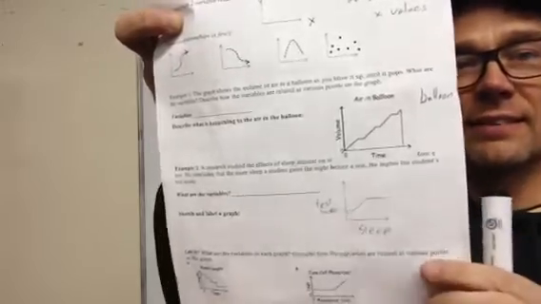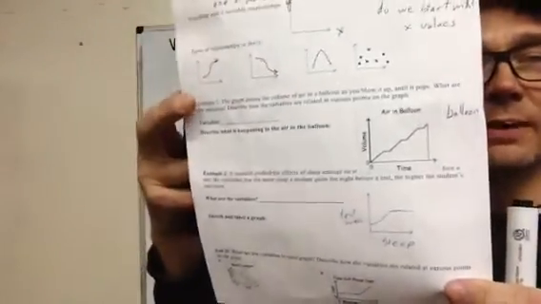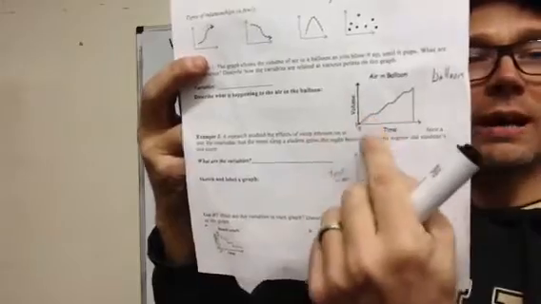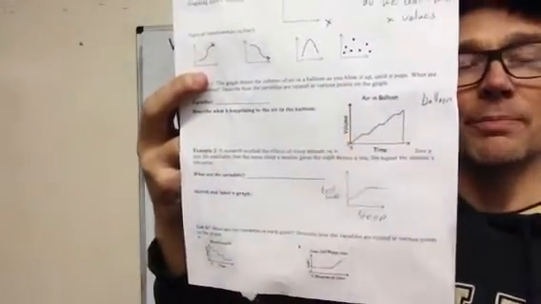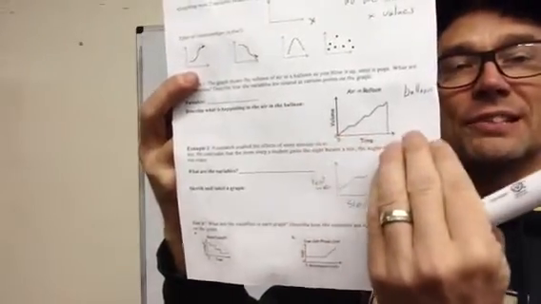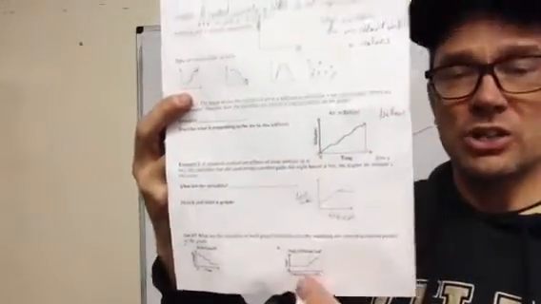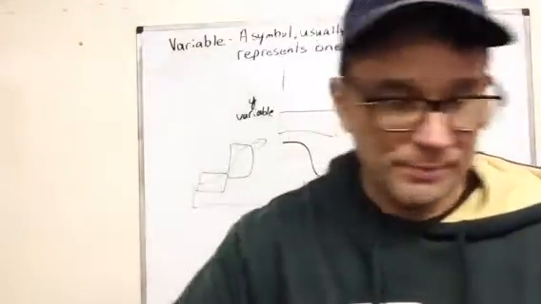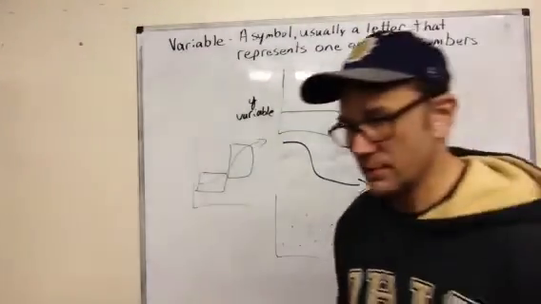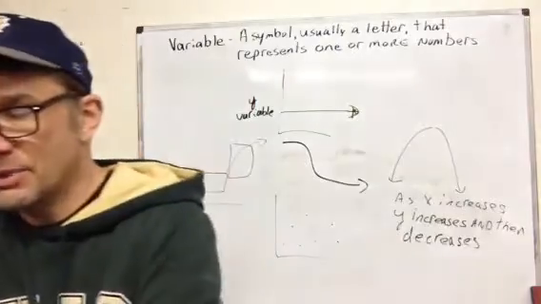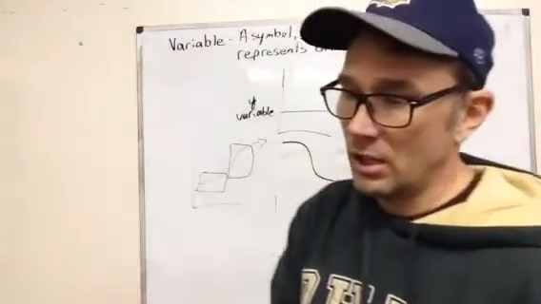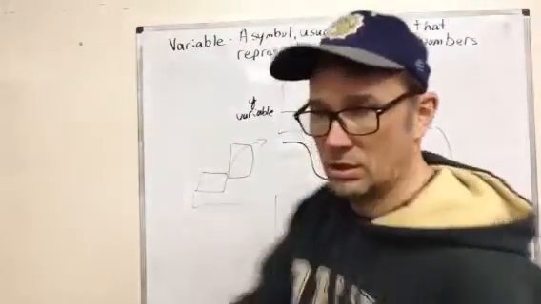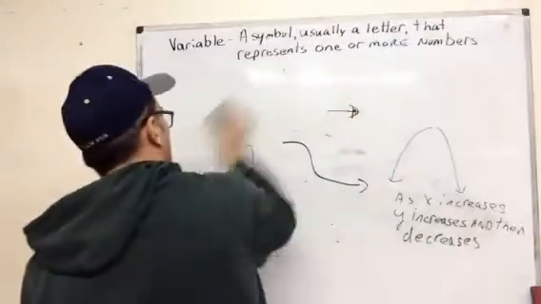Now, the first thing it says is we need to describe the variables. So our x variable is time, our y variable is volume. So as time increases, the volume changes. So I got a balloon to demonstrate what's going on here. Let me show you up here so you can see it.